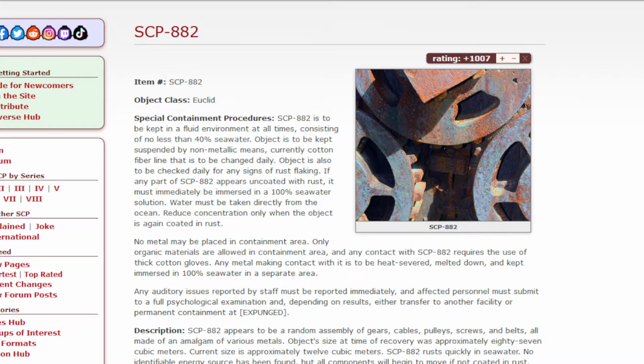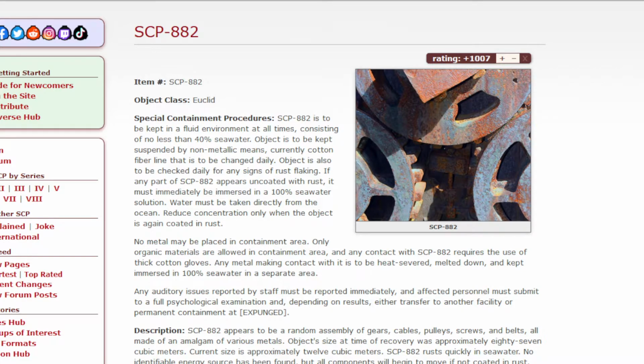882 is to be kept in a fluid environment at all times, consisting of no less than 40% seawater. Object is currently suspended in non-metallic means, currently cotton fiber line that is to be changed daily. Object is also to be checked daily for signs of rust flaking. If any part of it appears to be uncoated with rust, it must immediately be re-immersed in 100% seawater solution.